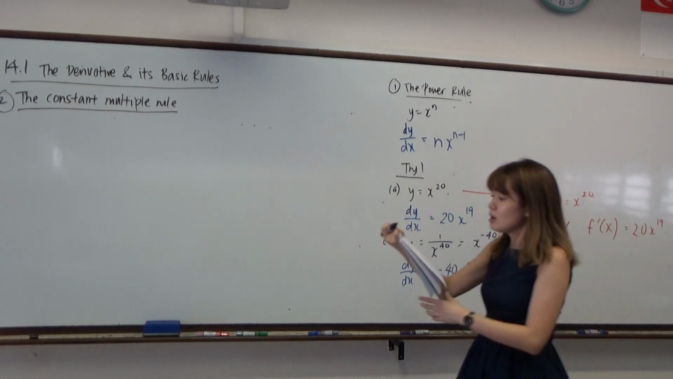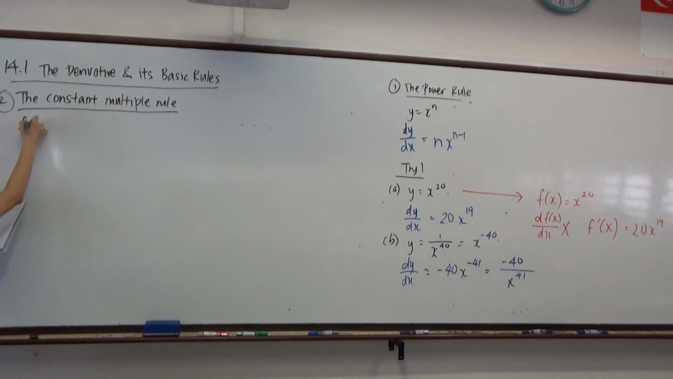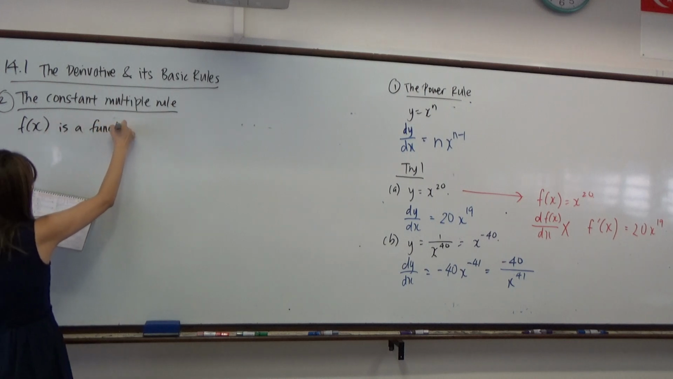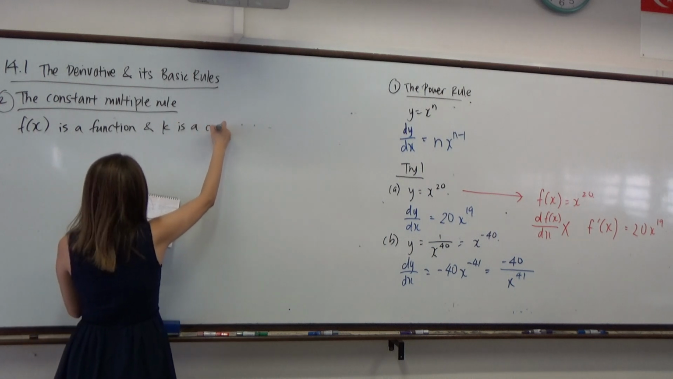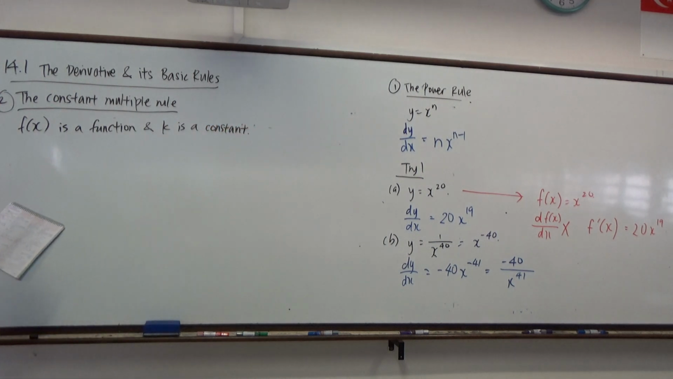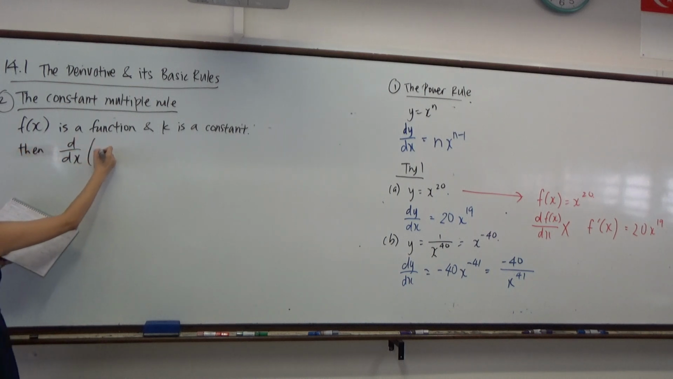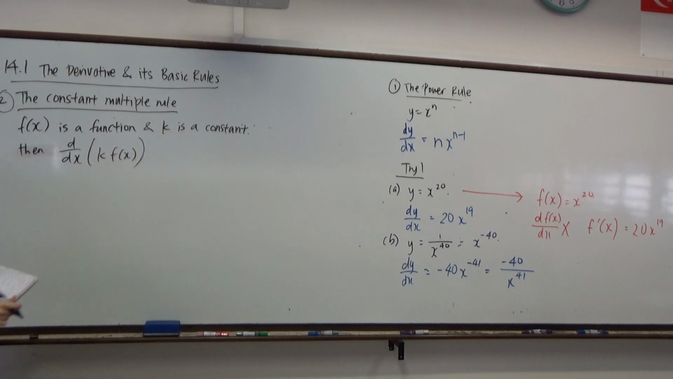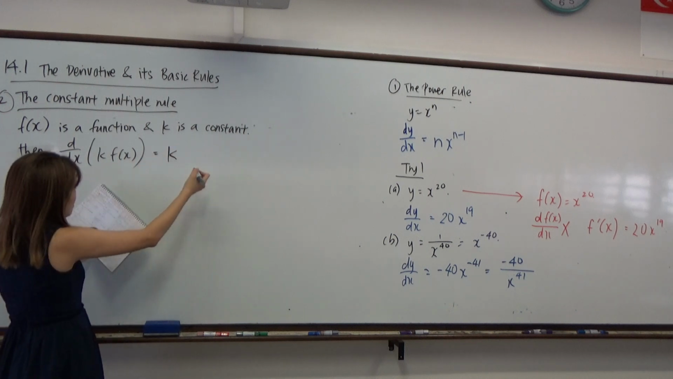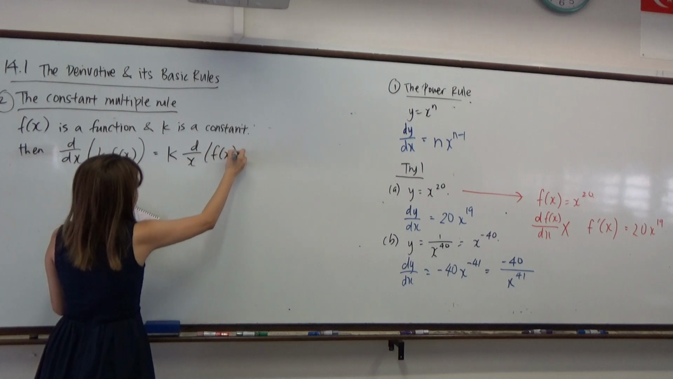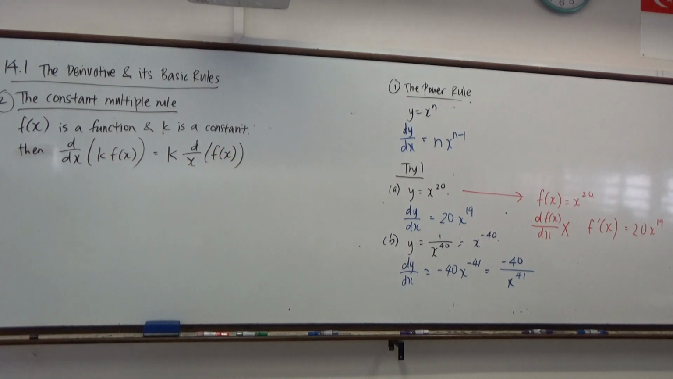The constant multiple rule is that if f(x) is a function, and k is a constant, then if we were to differentiate k f(x), for example, there is some function, maybe x squared, so kx squared. This is how you interpret this. Sometimes we write it in this manner as well: we keep the constant, and then you differentiate the f(x). This is the theorem itself.